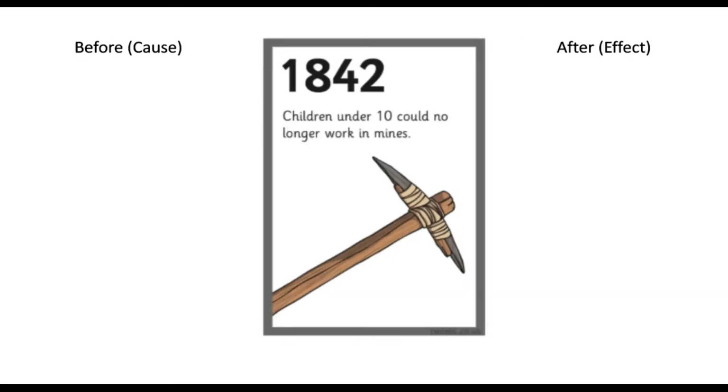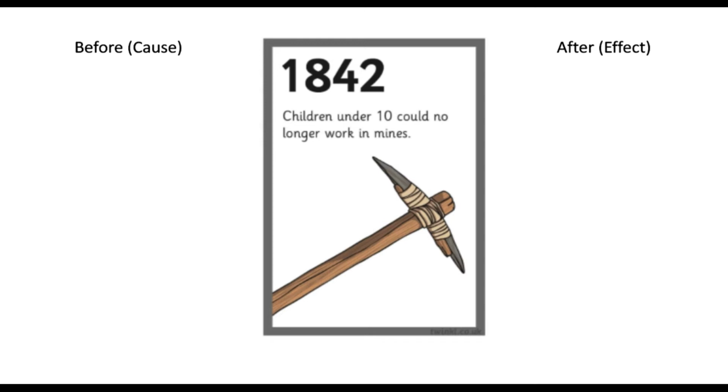So what I want you to do next is take each event, and these are slightly different events, but these are pivotal moments in Victorian society, and I want you to think what led up to them. So the first thing we're going to do is model an example for you, and then you're going to have a go at practicing this on your own.